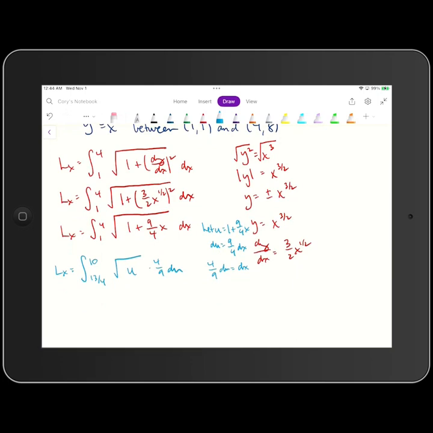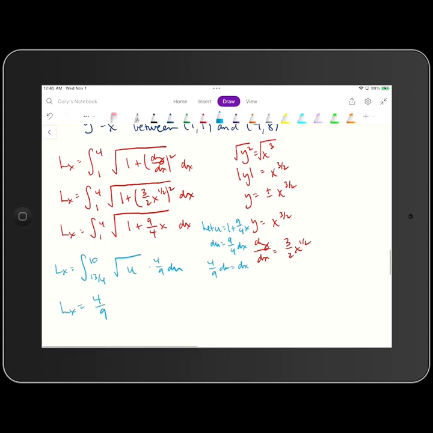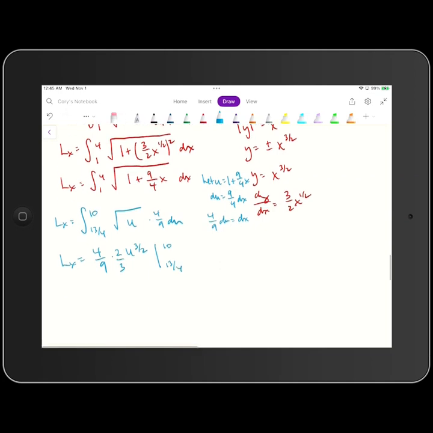Okay, so we can go ahead and integrate this now. So arc length with respect to x, I can pull 4/9 out front. The antiderivative of rad u, or u to the 1/2 power, is going to be u to the 3/2 divided by 3/2, which is the same thing as multiplying by 2/3. And we're not adding c because we have a definite integral. We're going to evaluate that at 10 and 13 over 4. Okay, so we get arc length in terms of x as 8 over 27.